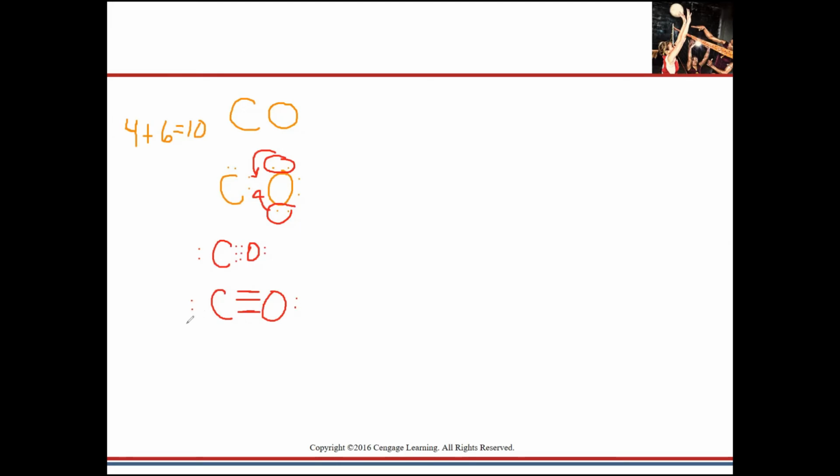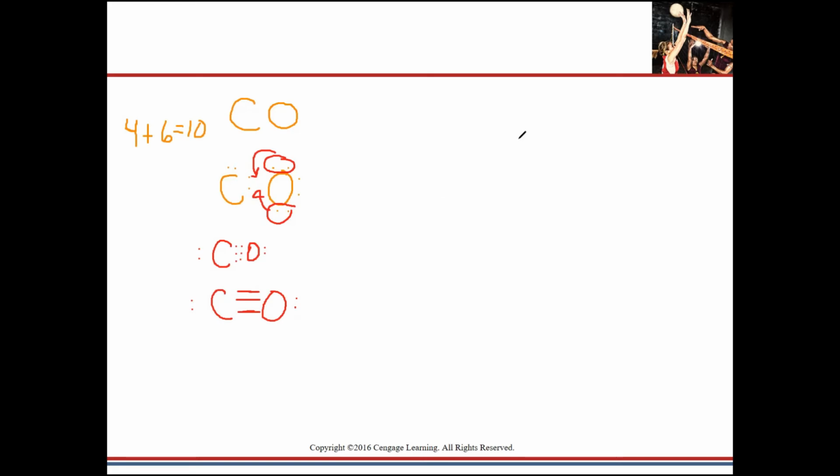Okay, so let's count it. 2, 4, 6, 8, 10. That's 10 electrons. So that's 2, 4, 6, 8 around the carbon, 2, 4, 6, 8 around the oxygen. Everybody got that? Good. Do the triple bond.